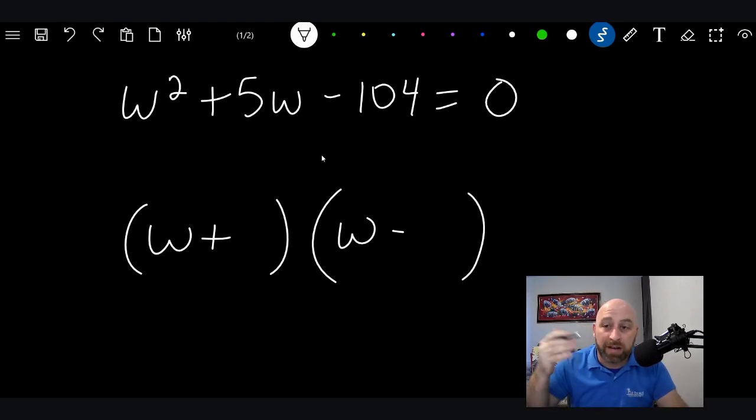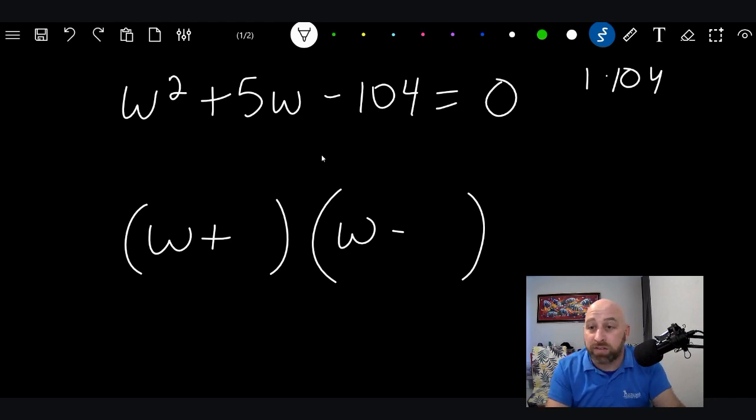We've got to do a lot of factors of this in order to figure out which one is the right one. I would suggest you use a calculator here. This might help you just a little bit. But obviously 1 times 104 is not going to work because there's no way that's going to give us 5, okay? 2 times 52, no way that's going to give us 5. You might want to be a little bit more creative and jump to some other numbers that might work.